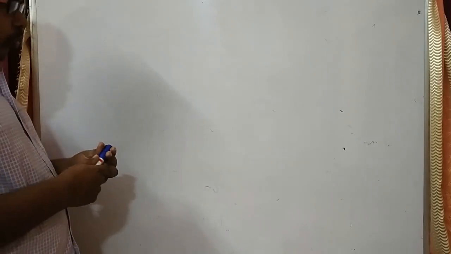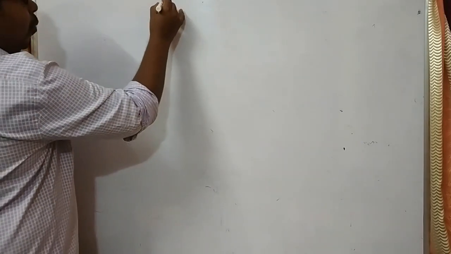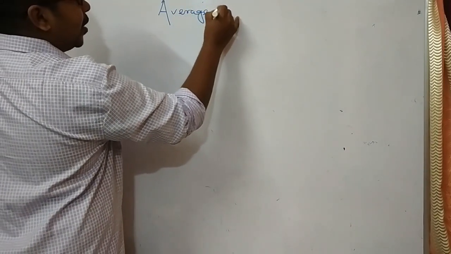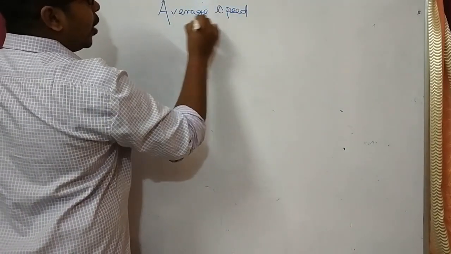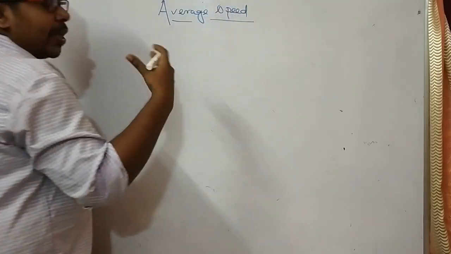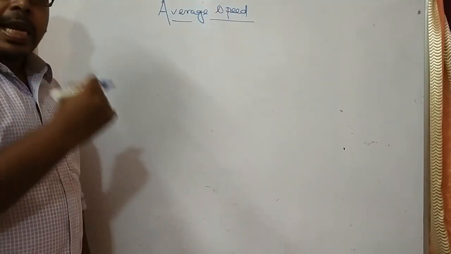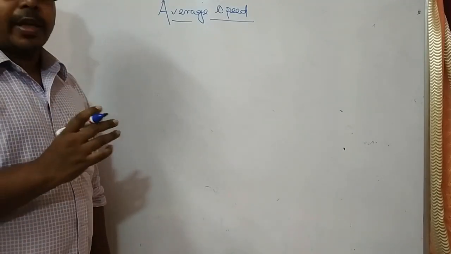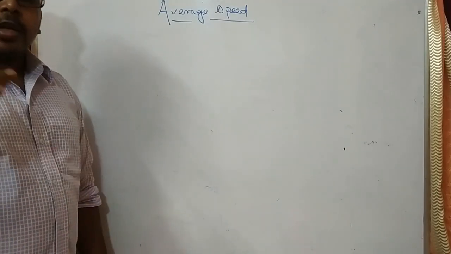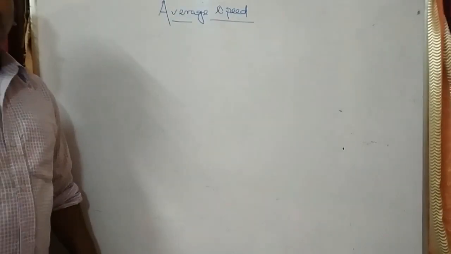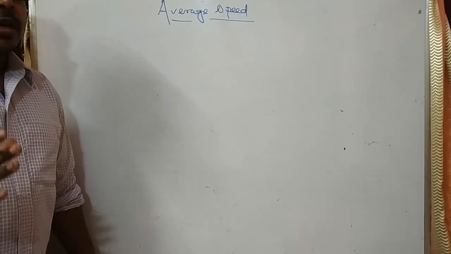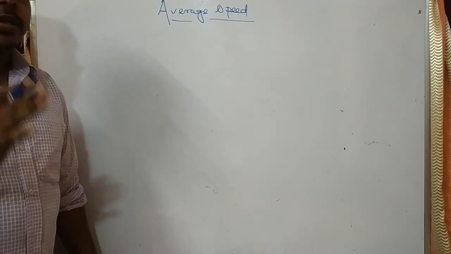In the chapter motion, we have discussed one very important topic, that is average speed, and we have done some numericals based on average speed. Now we will do a little more difficult numerical on average speed. That numerical is not given in your exercise, but it is given in your examples, so that type of numerical needs to be done.